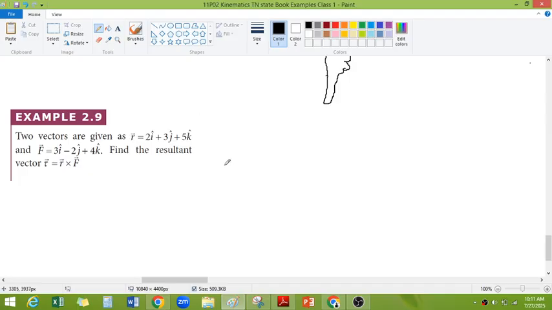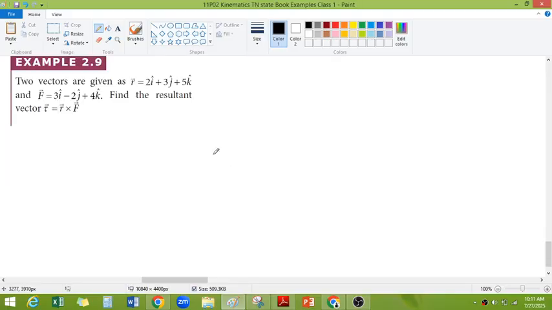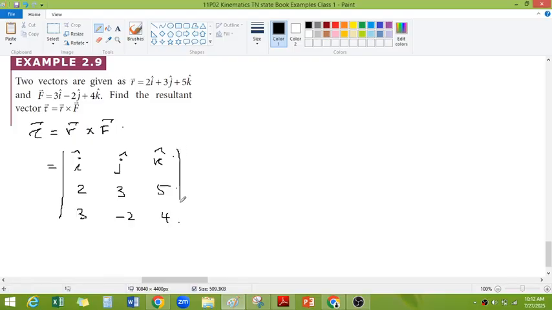Two vectors are given as R and F. Find the resultant vector R cross F. So R cross F, tau is torque. So R cross F means you have to write i, j, k, and then you have to write the R vector first. So that means 2, 3, 5. F vector 3, minus 2, 4. That's all. Do the determinant. You should use your determinant method.